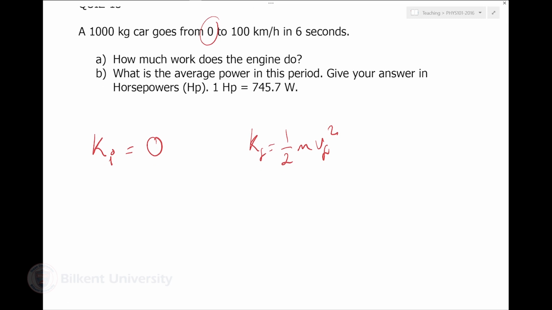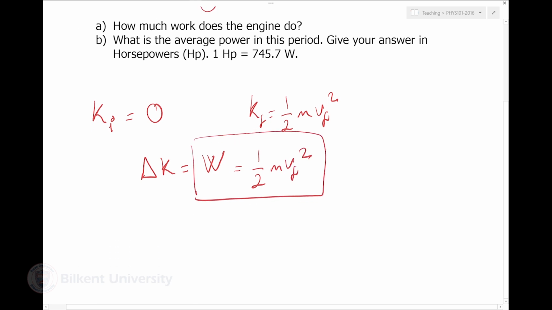How much work does the engine do? Well, the change in my kinetic energy must be the work done by the engine on the car, right? So this is equal to 1/2 m v_f square. How about the average power?